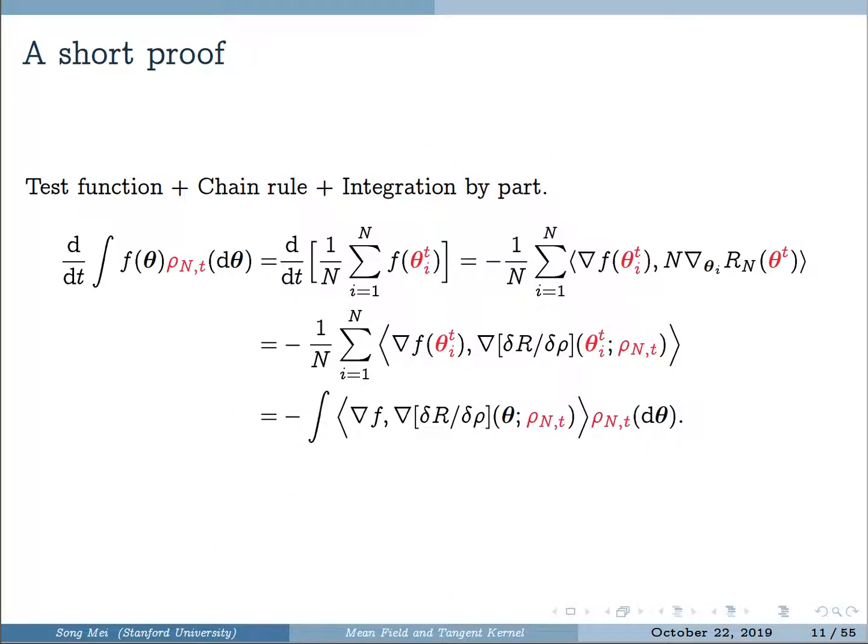And the proof of this claim is very short. You just use a test function to hit this partial differential equation using some chain rule and integration by parts. You get these results.